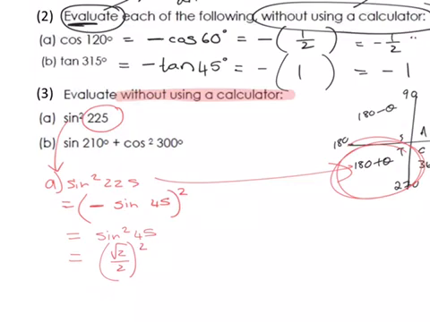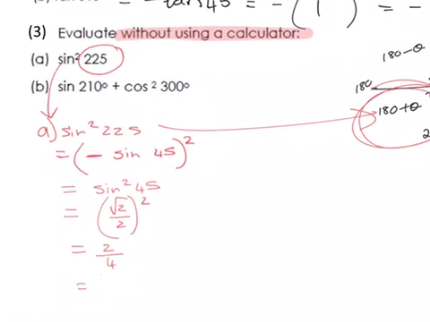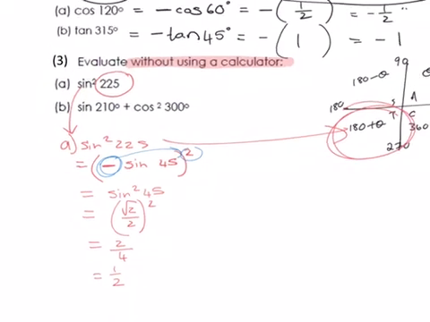Now, when you're squaring an answer like this, remember your root is going to go away at the top. It's going to become 2 over 4, which when we simplify it is a half. It won't be negative a half because that negative over there was squared to become a positive.